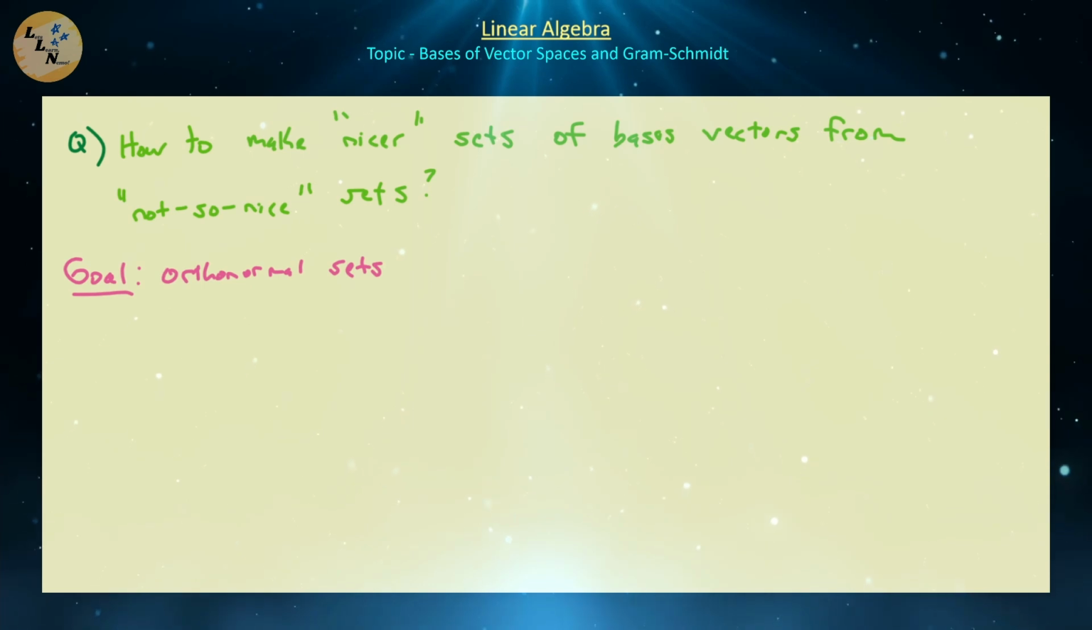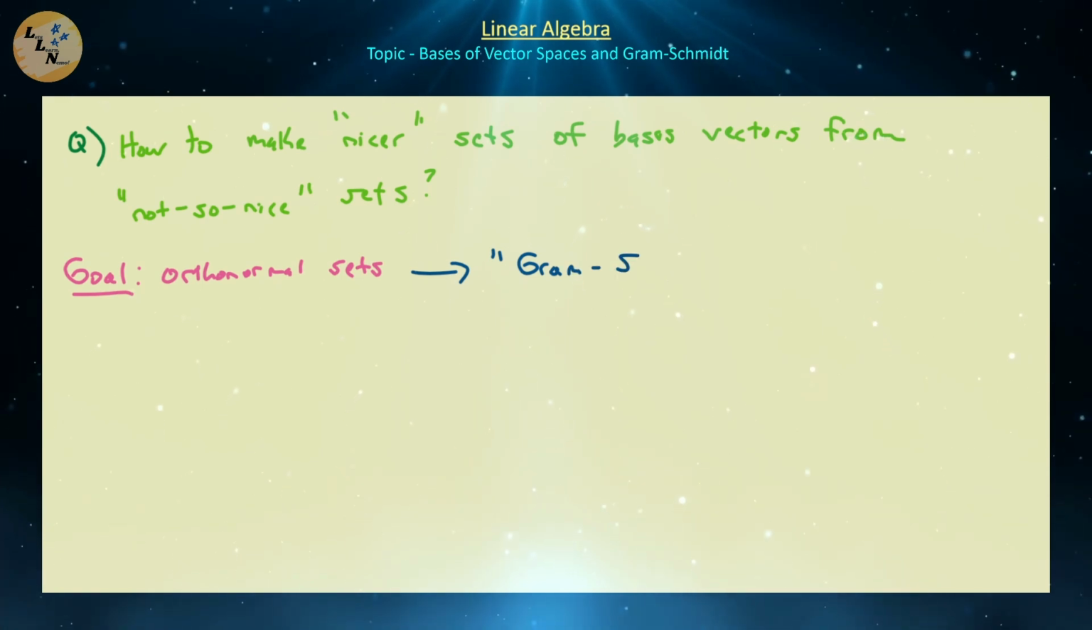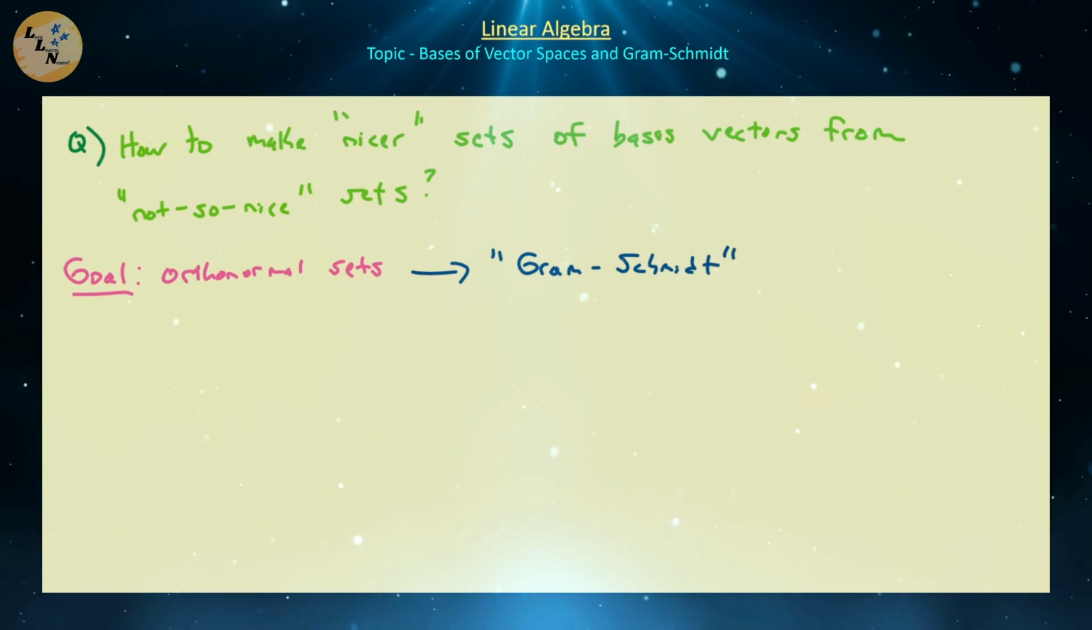So if your goal is to form, say, an orthonormal basis of a vector space from a set of vectors that is not an orthonormal basis, then there's a method referred to as the Gram-Schmidt process, or the Gram-Schmidt algorithm, that can transform a set of n vectors that are independent into a set of n independent orthonormal vectors.